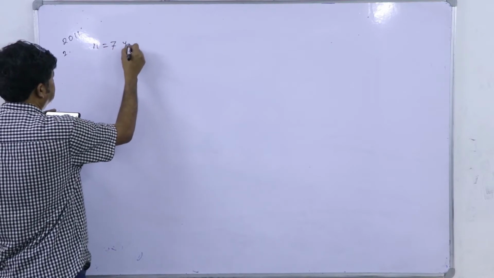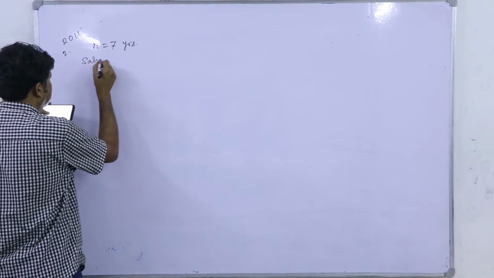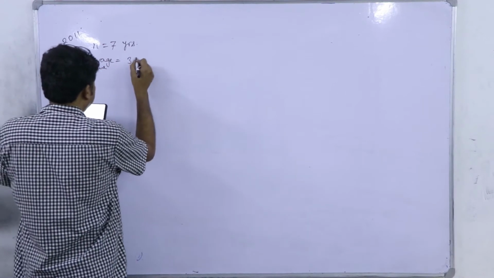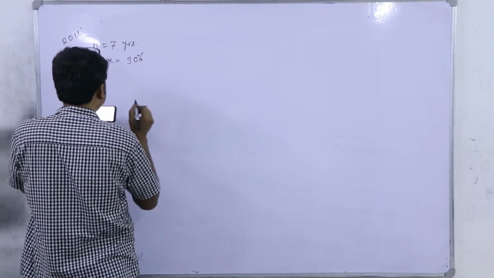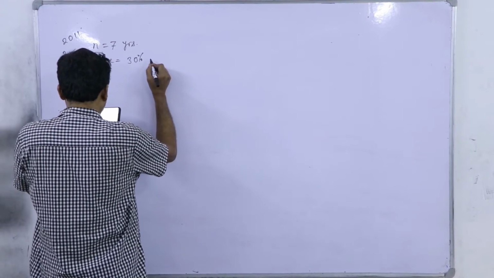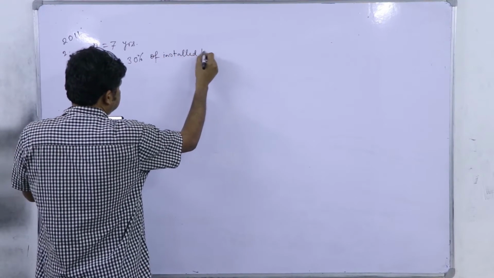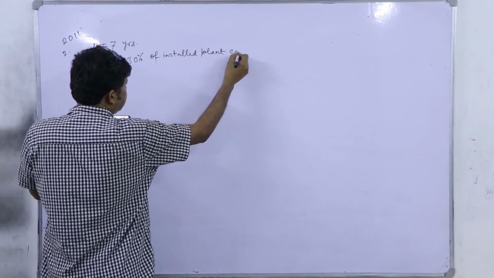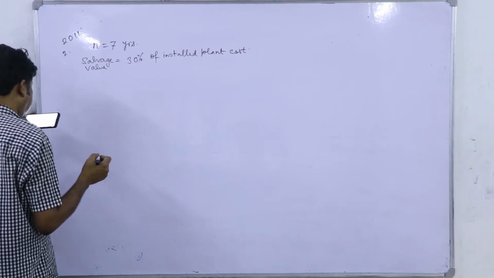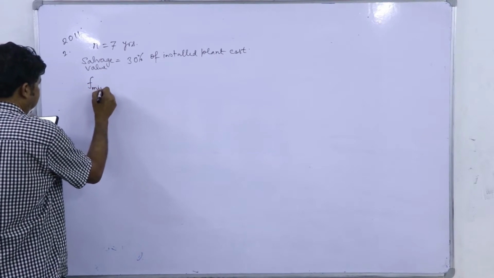A process plant has a life of 7 years. So, n is equal to 7 years and its salvage value is 30% of the installed plant cost.